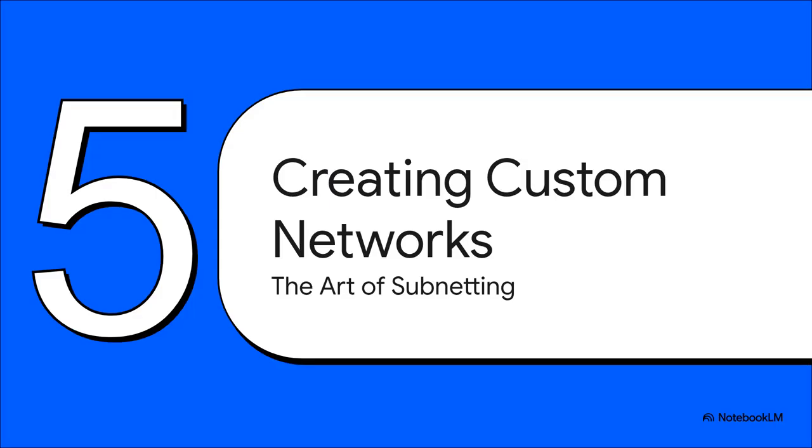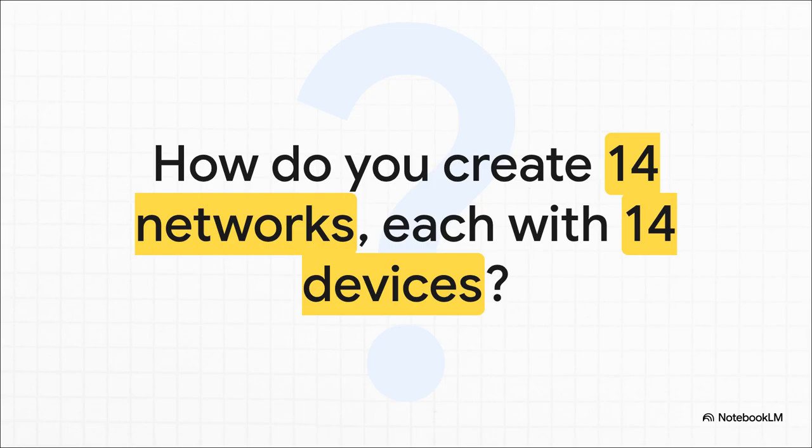All right, now for the really cool part. We've learned the rules of the system. Now we're going to learn how to bend those rules. This is the art of subnetting, taking a standard off-the-shelf network and carving it up into smaller, custom networks that fit exactly what we need. Let's try a real-world problem. Imagine you're the network admin. You've been given one standard network, 192.10.10.0, but you need to create 14 separate networks for 14 different departments, and each of those needs room for at least 14 devices. How in the world do you do that?